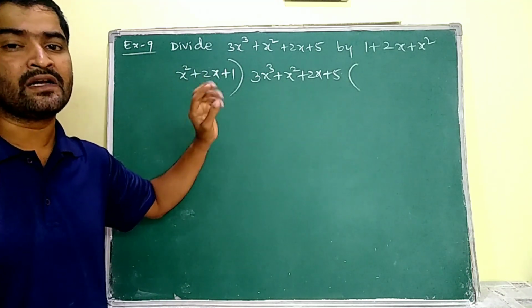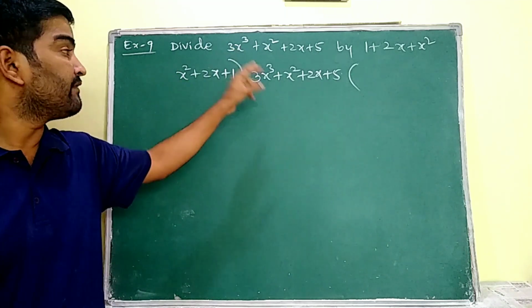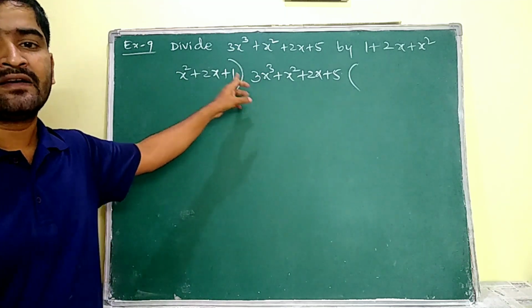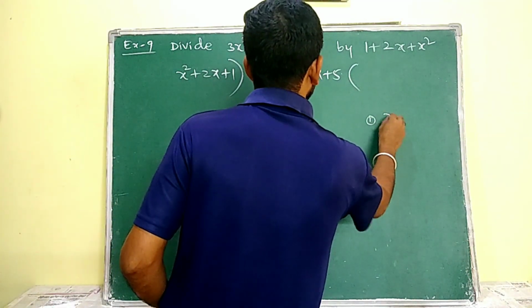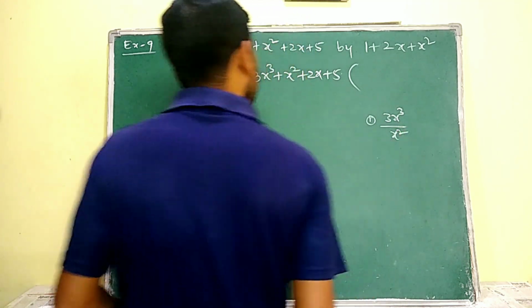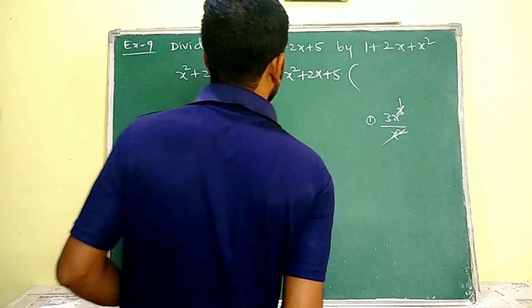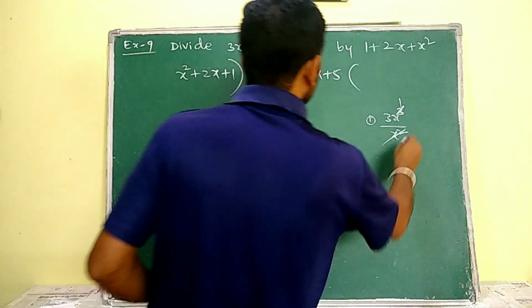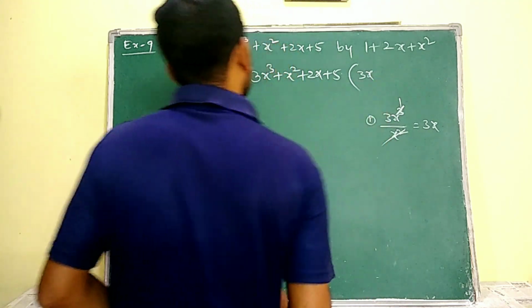Now we have to find the first term in the quotient. For that, I have to divide the first term of the dividend by the first term of the divisor. Here the first term of the dividend is 3x cube and the first term of the divisor is x square. These two x's are going to cancel with two x's of the x cube. Now we are going to have 3x. That 3x is the first term of the quotient.